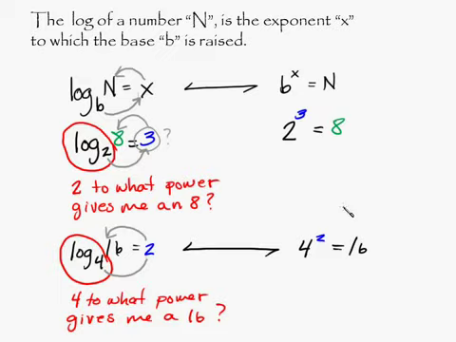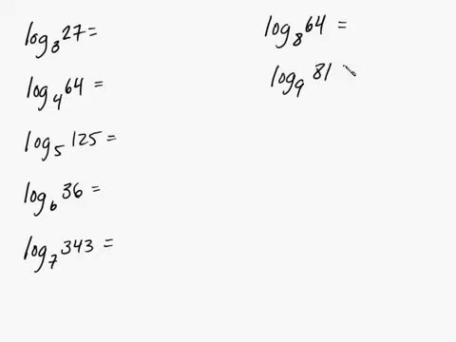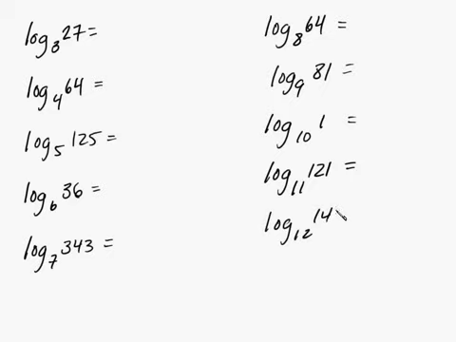Here, I'm going to start writing these questions down for you. Log base 3 of 27 is equal to, log base 4 of 64 is equal to, log base 5 of 125 is equal to, log base 6 of 36 is equal to, log base 7 of 343 is equal to, how about log base 8 of 64 is equal to, log base 9 of 81 is equal to, and log base 10 of 1 is equal to, how about log base 11 of 121 is equal to, and log base 12 of 144 is equal to.